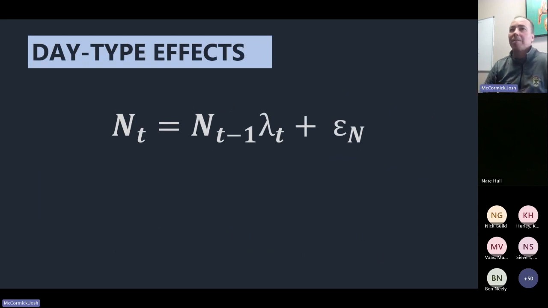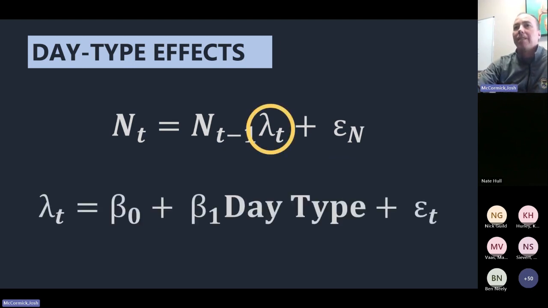We're also interested in estimating day type effects. So as I mentioned, we know that angling effort is likely higher on weekends than weekdays. So we're going to take this lambda parameter here, which describes the change in the population through time, and we're going to embed a regression model to estimate how that parameter changes on average as we change among day types. And we just embed this in the same model that we previously did.